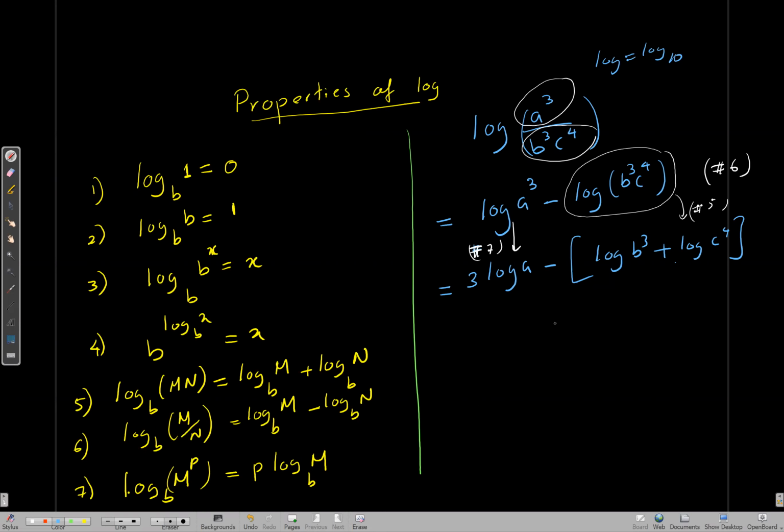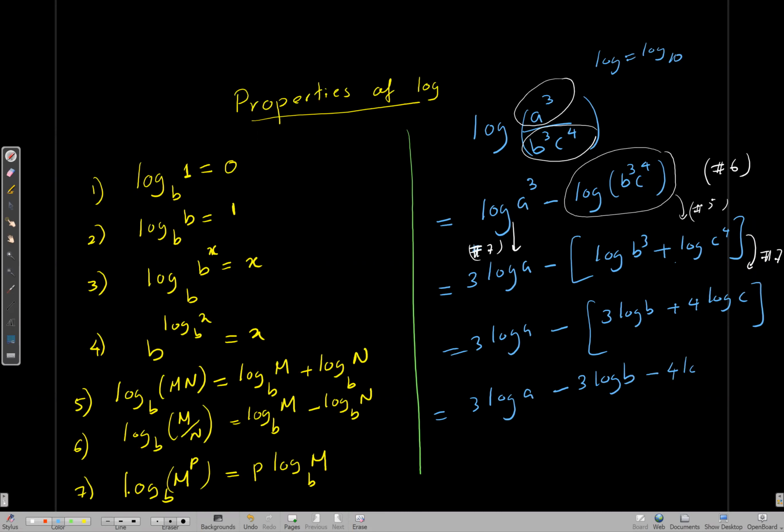Now, here, let me just write log a. Inside, using property number 7, the power rule, I can make this 3 log b plus 4 log c. The power comes forward, right? And now finally it's just simple mathematics. Minus, so we distribute. That is it. That's the best we can do.